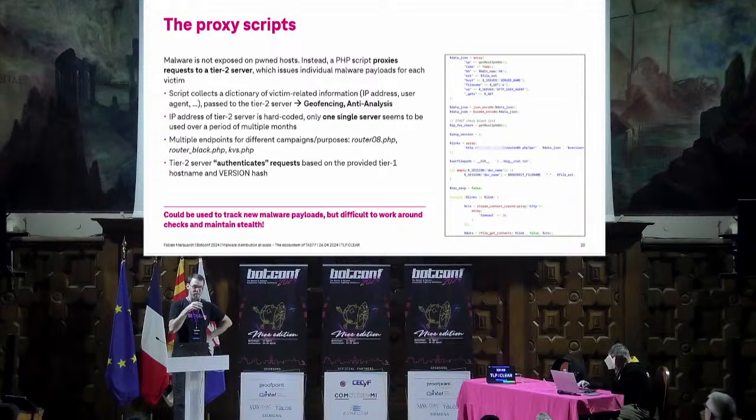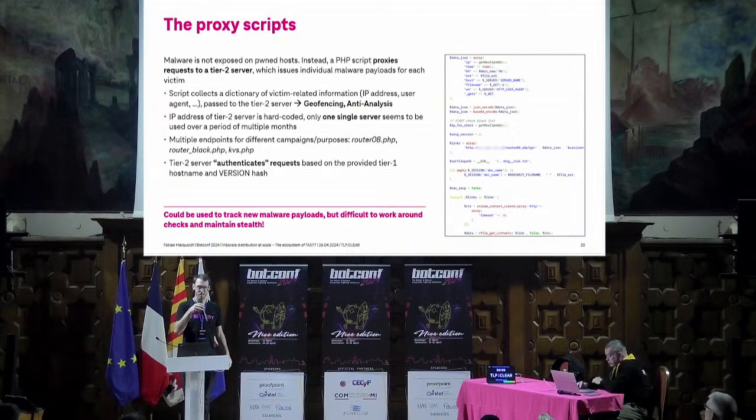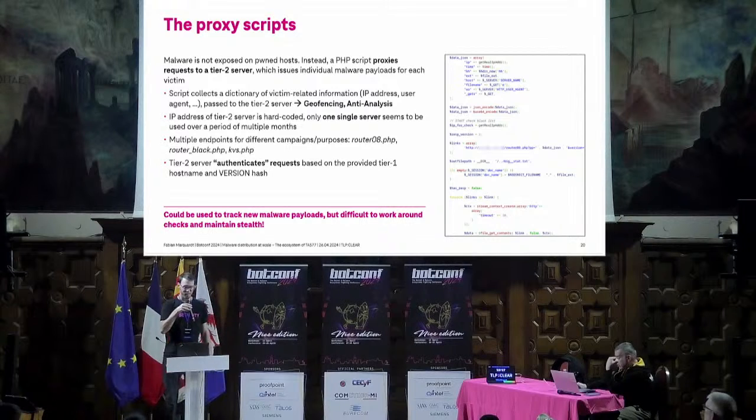We also noticed that there is some sort of authentication mechanism, where the backend server, the tier 2 server, checks whether the request is actually coming from a valid pwned tier 1 server. We're also thinking this could be a cool tracking mechanism, talking to this tier 2 server, but this kind of authentication makes it a little bit difficult, so we're still looking for good ideas on how to do this.